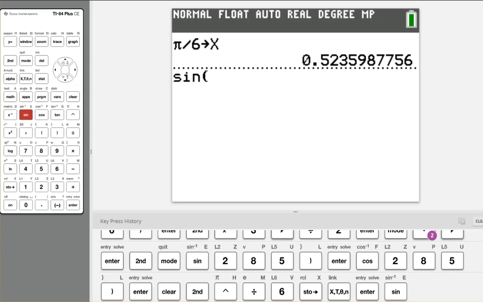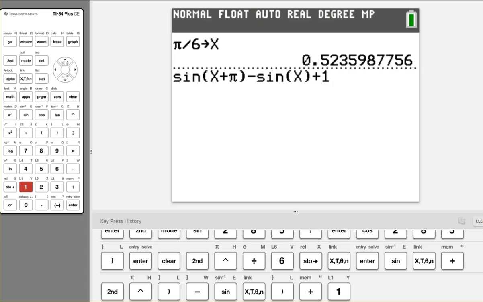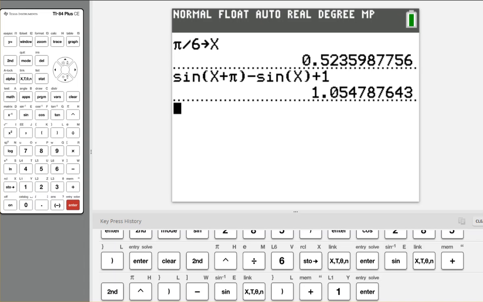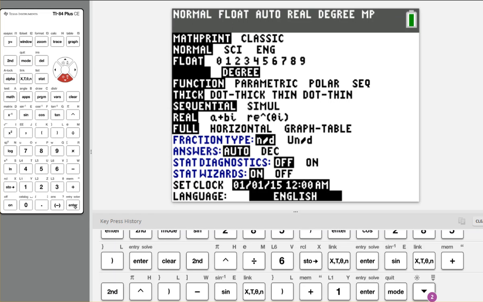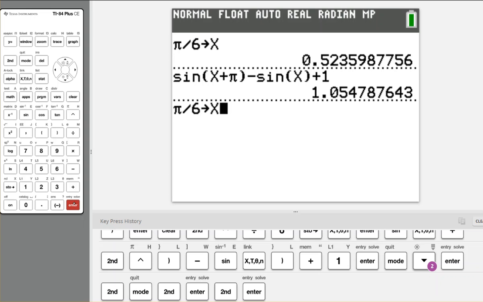Then I type in the original equation, what is the sine of x plus pi minus the sine of x plus 1. And it's supposed to equal 0 because that's what question 69 says. So when I hit enter, I'm expecting this to be 0, and it's not. So either A, I made a mistake, or I didn't type it in right. This time I didn't type it in right. My calculator's in degree mode from earlier. Let me change this to radians. It thought it was pi over 6 degrees, which is not what we want.